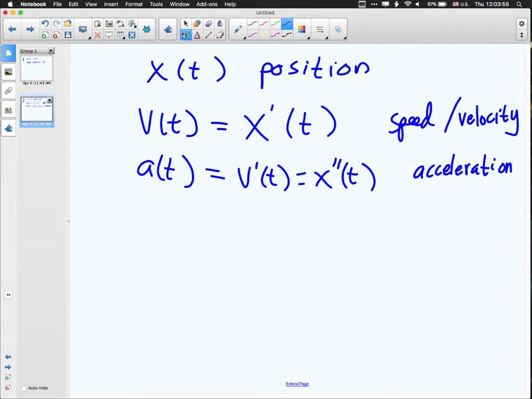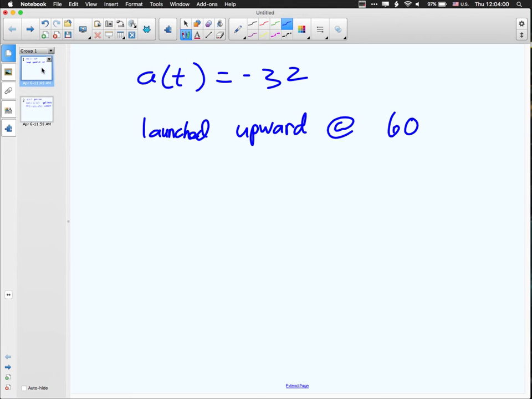Okay. So let's take a look at number 57 now. We're told that the acceleration is negative 32. And we're told that the initial speed is 60. Well, what's the connection between acceleration and speed? Acceleration is the derivative of speed. So if we're given acceleration, how do we find the speed? Or what is the speed going to be?